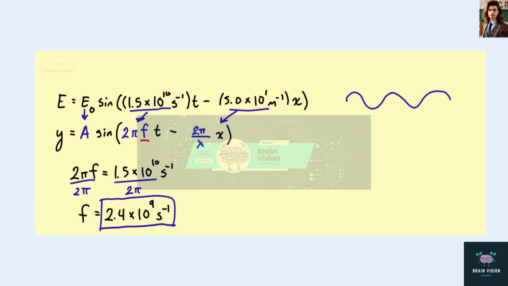Now, if we want to take a look at the second part of the problem, what we want to do is find the distance between nodes. So let's take a look over here at a wave. We have some kind of wave like this. The nodes are these points. Basically, if this was a vibrating string oscillating back and forth, those are the points where it's not actually moving up and down. It's stuck at those points. We call those the nodes.